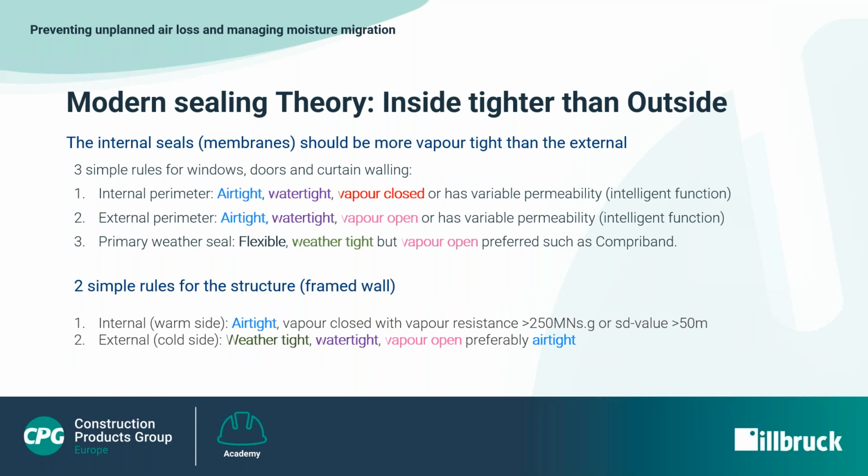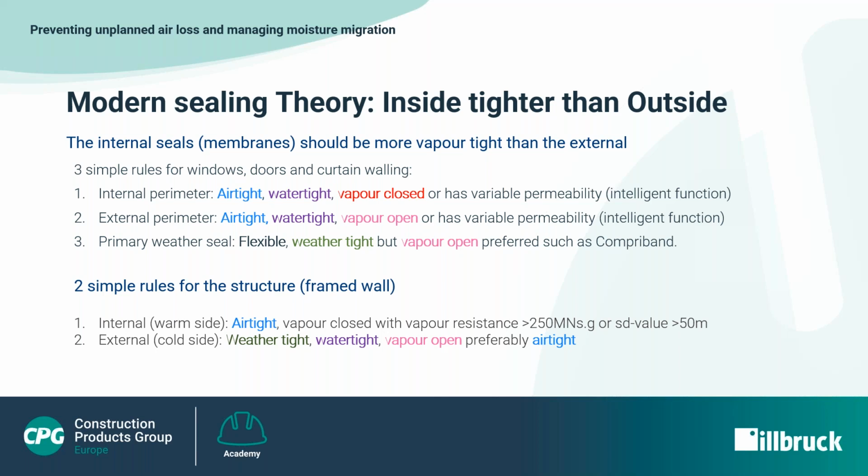So that brings us on to modern theory of inside tighter than outside. There are 3 simple rules for windows and doors. Internal seals, membranes, should be more vapour tight than the external ones. So for a window and door, we ought to have an internal perimeter, airtight, weathertight, vapour closed seal, which may have variable vapour permeability, known as an intelligent function.